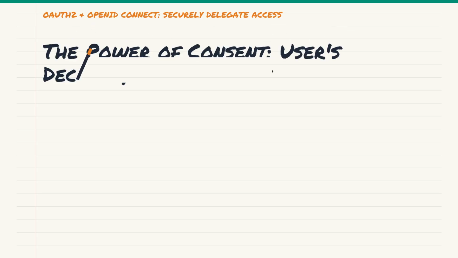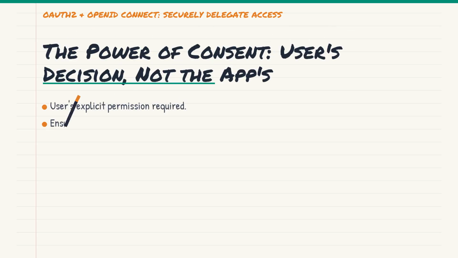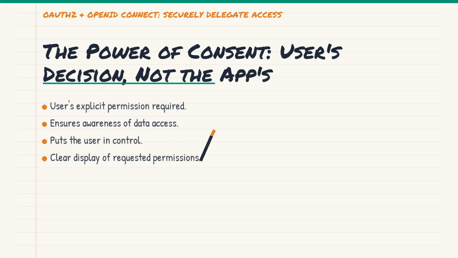One of the most critical components of OAuth2, especially in user-facing flows, is consent. This is that moment where the authorization server says, "Hey, this app wants to access X, Y, and Z. Do you approve?" It's your explicit permission. Think about it, would you want an app to just start pulling your bank transaction history without you even knowing? Probably not. Consent ensures you are aware of what data is being accessed and by whom. It puts you, the resource owner, in the driver's seat.